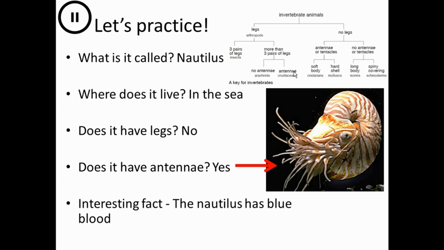So we'll do the same with this. This is a nautilus. He lives in the sea. He doesn't have legs. Does he have tentacles or antennae? Yes, you can see them all here. And an interesting fact about the nautilus is that his blood is blue. So we're going to do the same again, use this flow diagram up in the corner to try and classify the nautilus. Okay, so if you pause the video now.